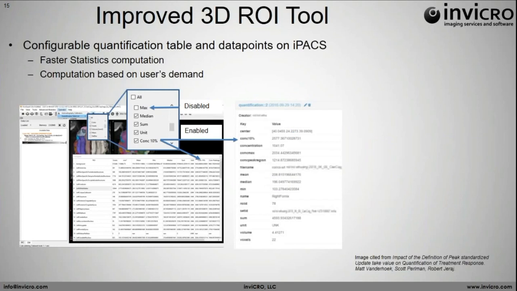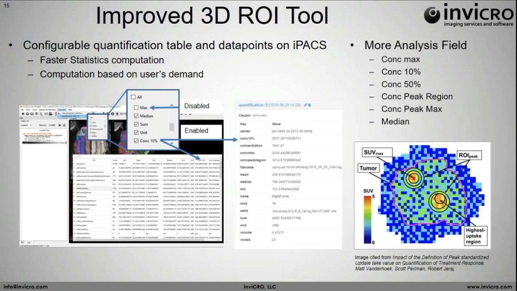We made a number of improvements to the 3D ROI tool. We've made some of the things faster, with faster statistics computation and more on-demand computation to improve performance. And we've added some fields that people have requested to the quantification form, including things like SUV peak and percentiles of concentration.